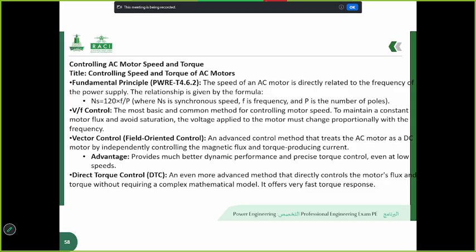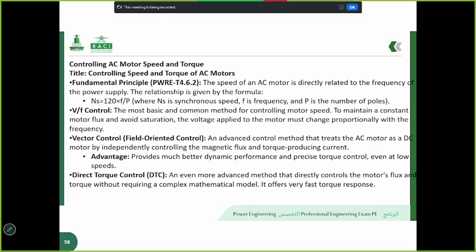So to effectively control both speed and torque, different methods are employed. The most common and simple method is V over F control, also known as scalar control. This technique maintains a constant ratio of voltage to frequency, which keeps the magnetic flux in the motor constant and prevents it from reaching saturation. So this method is suitable for basic applications like fans and pumps where high dynamic performance isn't a requirement.